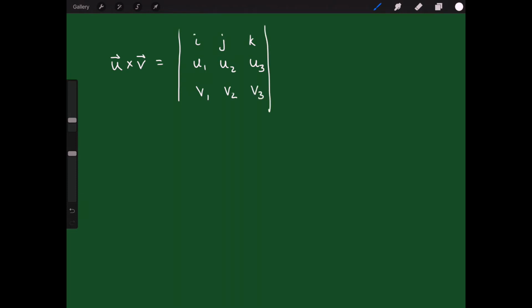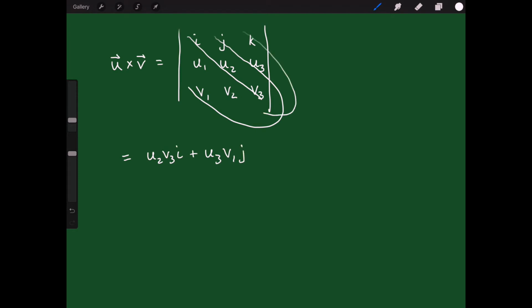Then what I'm going to do is I call this the horseshoe method of taking determinants, and really it's the same thing as the diagonal method, I just think of it a little differently. And so what I do here is first I take this first diagonal, which I did before, and I get U2 V3 I. Then I take this horseshoe like this, and so I get plus U3 V1 J. Then I take the other horseshoe, which is U1 V2 K.